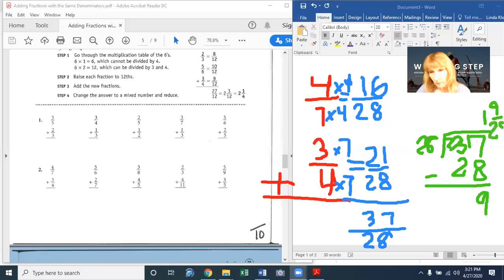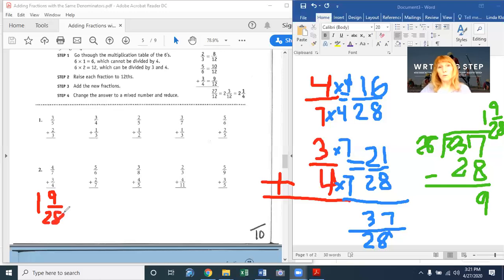Now, will that reduce? Grab our red thing here. And which one did we do? Down here. So the answer is 1 and 9/28. I don't think there's a number that will reduce into both 9 and 28.